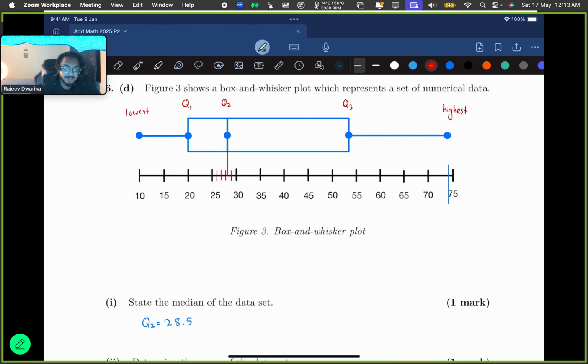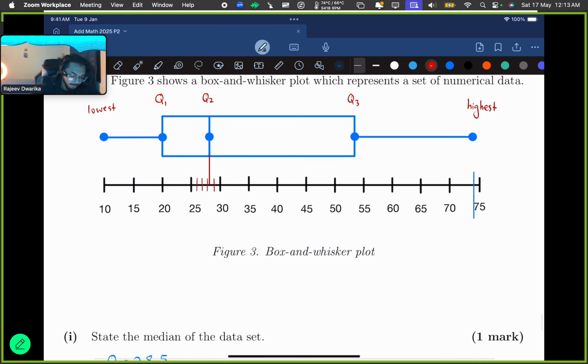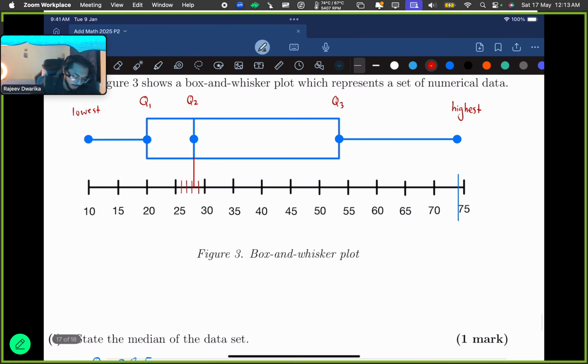So there is a mathematical way to prove it too. If it's a positively skewed relationship, that means Q3 minus Q2 has to be more than Q2 minus Q1.